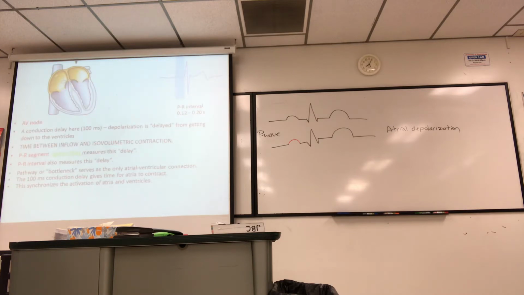So then the signal spreads, and you get down to that AV node. So the yellow on the illustration represents the polarization. When you get to the AV node, there's a conduction delay there. I had said that previously. I said 0.1 seconds, which is about 100 milliseconds. The depolarization is delayed from getting down to the ventricles. So there's time between inflow and isovolumetric contraction.